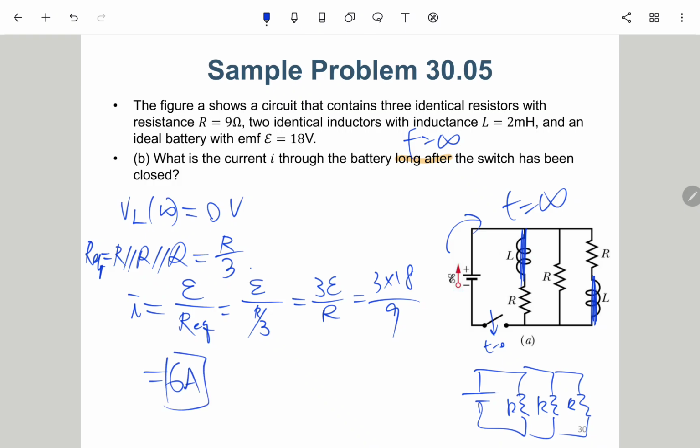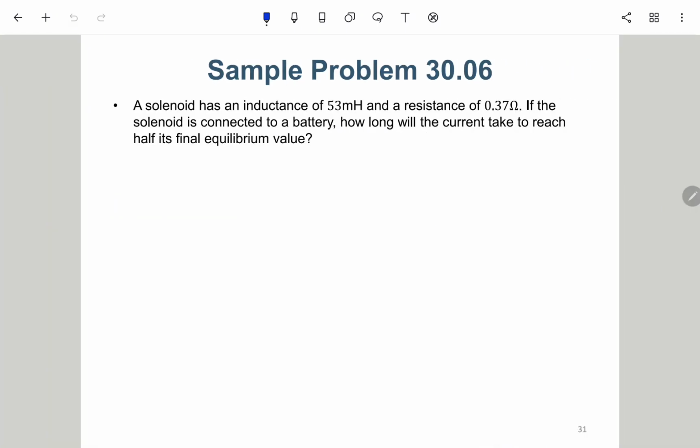So for the steady state, the current is larger. Yes, because there will be current going through the inductor, and there is no voltage drop or potential difference across the inductor when t tends to infinity. Maybe it is more rigorous to write it as t tends to infinity rather than t equals infinity.